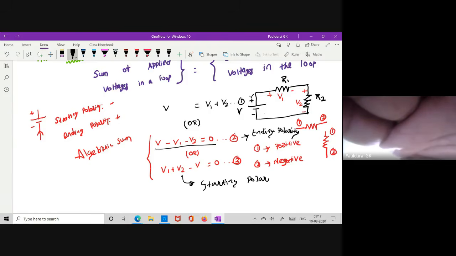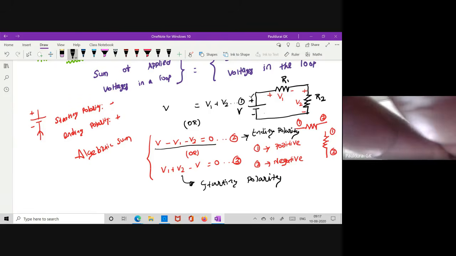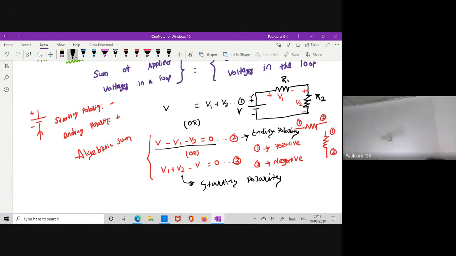So either you may consider starting polarity or ending polarity. That's the concept. Guys, which one are we going to follow? Will we consider starting or ending polarity? Actually, I wanted to make a poll for this, but I didn't find time. Really sorry.